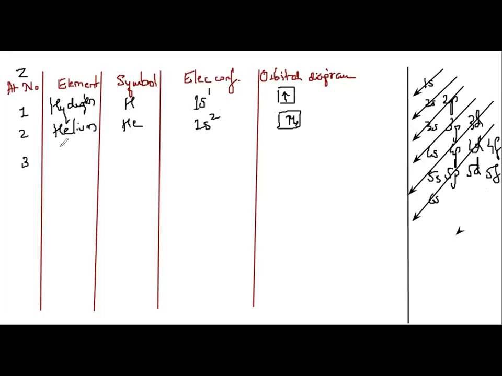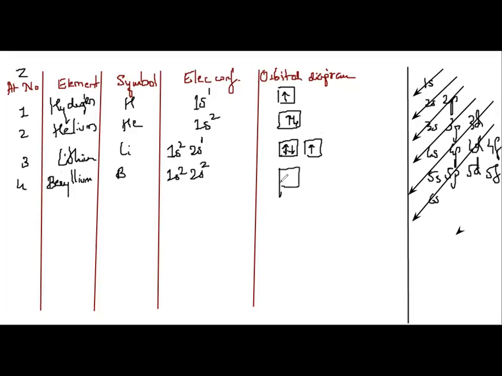Arrow mark down. 3, lithium, Li, 1s2. After 1s comes 2s. Here 2 electrons are used, here one more. So upward and then downward, or you can write vice versa. 4, beryllium, Be, 1s2, 2s2, 4 electrons. So here I have a spin up, spin down, spin up, spin down.